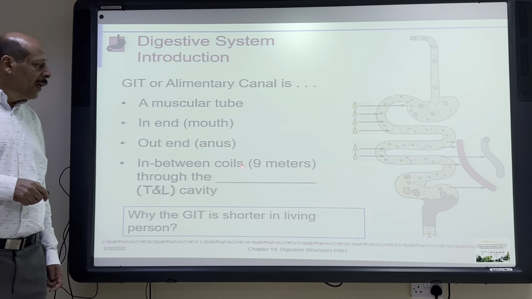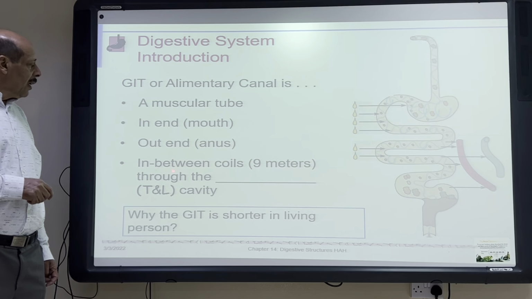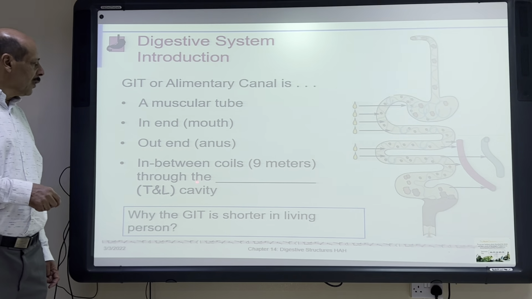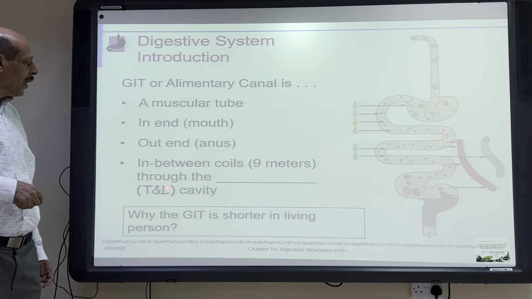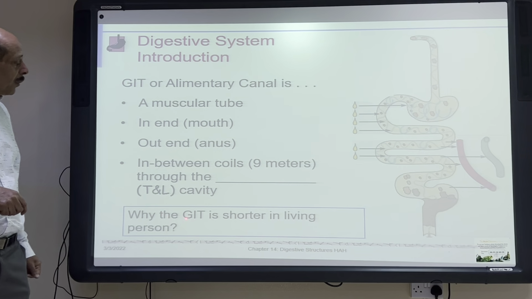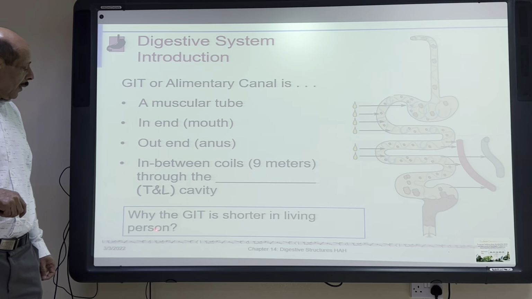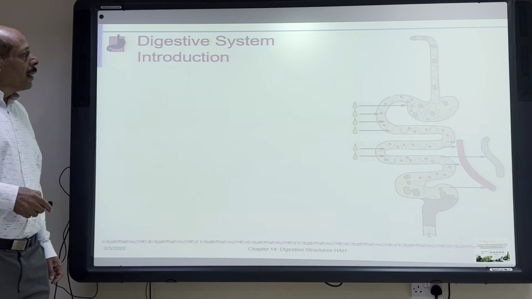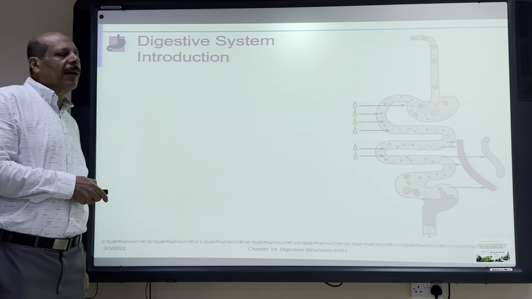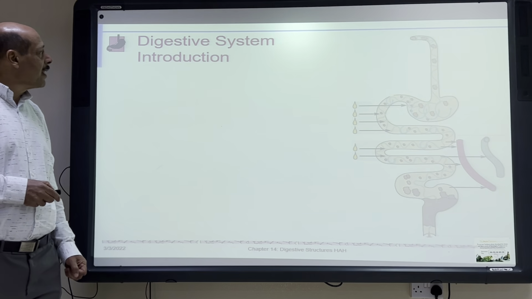So in between, there is the colon or the intestine. It is around 9 meters through the digestive system. So this is the structure of the main organs of the digestive system.